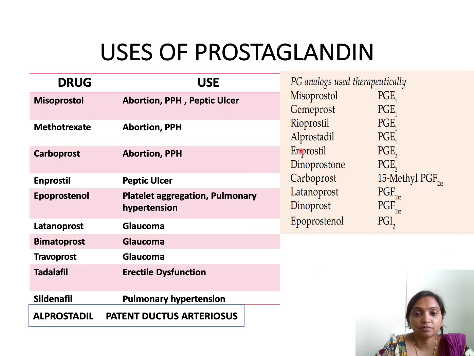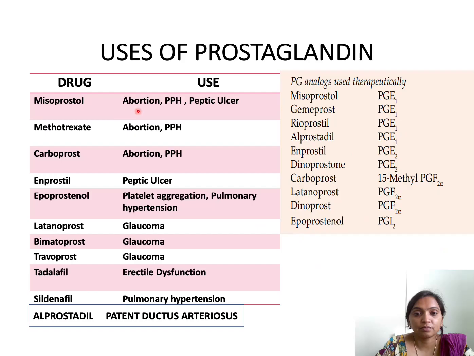So moving on to the uses. Individual prostaglandins are used for various purposes. The E1 analogs are misoprostol, gemeprost, rioprostil, and alprostadil. Enprostil is E2, dinoprostone is E2, carboprost is F2 alpha. Latanoprost is a prostaglandin F2 alpha analog. Dinoprost is also an F2 analog, and epoprostenol is an I2 analog.